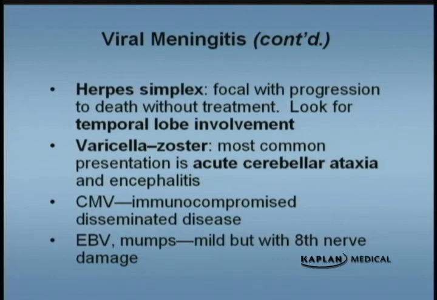Typically, varicella zoster presents with cerebellar ataxia. Sometimes you can see this after they're getting over an infection. Cytomegalovirus, look for someone who's already immunocompromised. They get cytomegalovirus and they can have CNS manifestations.